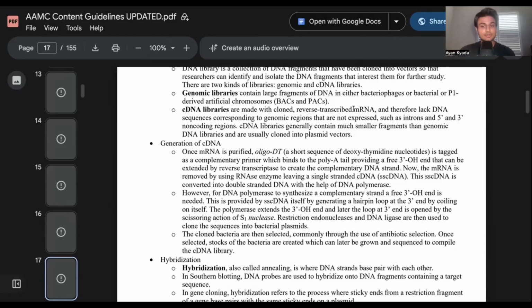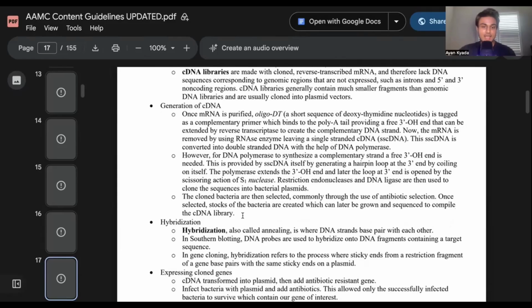The main thing to remember is that cDNA lacks introns because it's made from mature mRNA that has already been processed. In this next section, generation of cDNA, I would just skip over. If you're very hyper vigilant and you want like a 525 and you want to cover every single base, maybe it would be worth it to read over it. But in general, the MCAT doesn't expect you to be a PhD biochemist.